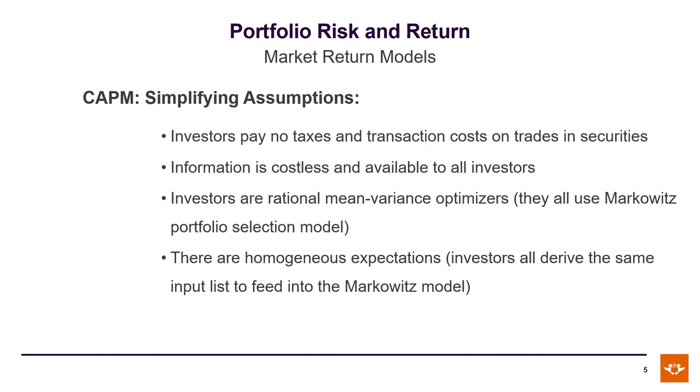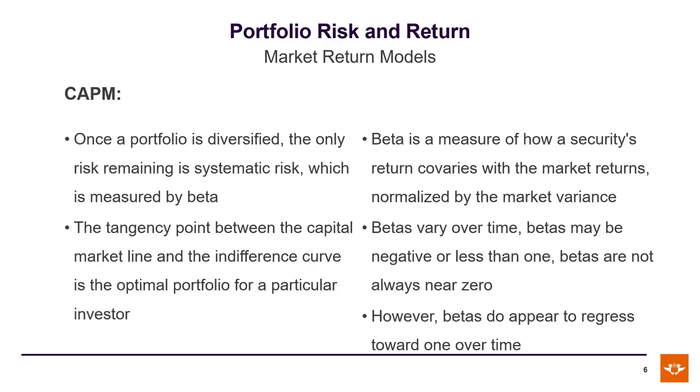Information is costless and available to all investors. Investors are rational mean variance optimizers. They're assumed to all use the Markowitz portfolio selection model, and they are homogeneous. They have homogeneous expectations. So basically, they all have the same input list to feed into the Markowitz model. Some of these are, as you can see, not all that realistic.